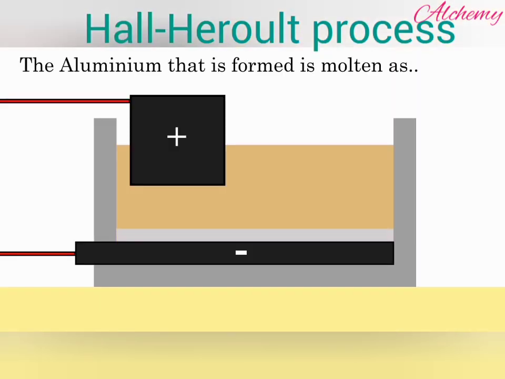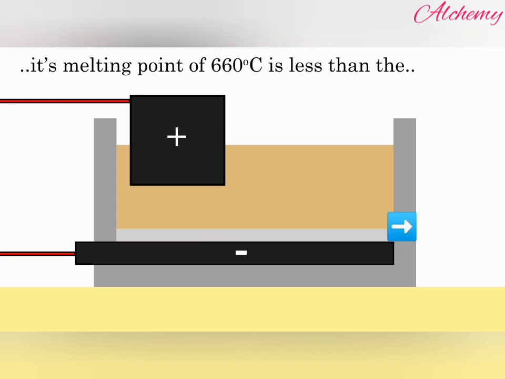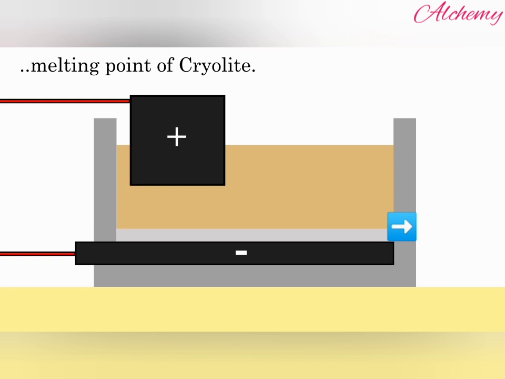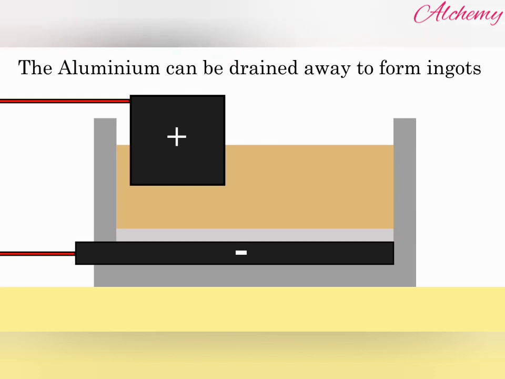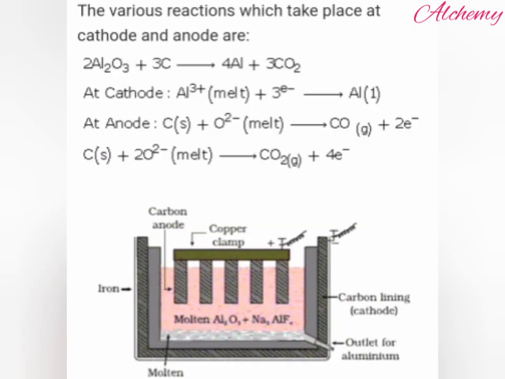The aluminium formed is in the molten state, which can be collected through an outlet at the bottom of the vessel. Aluminium readily reacts with oxygen in the presence of air but forms a protective layer of aluminium oxide. This process is called passivation. The various reactions which take place at the cathode and anode are given in this figure.